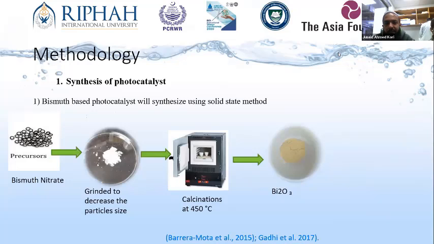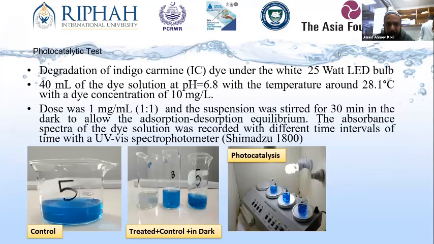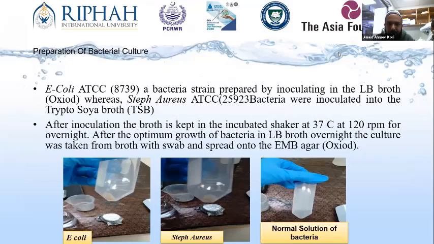First of all, we synthesized photocatalytic material based on bismuth oxide, which is easily available, cheap, easy to process and easy to synthesize. We checked whether the photocatalytic material is working properly. One basic test for a photocatalytic material is dye degradation. When the dye is degraded, it means the photocatalyst is working in visible light.